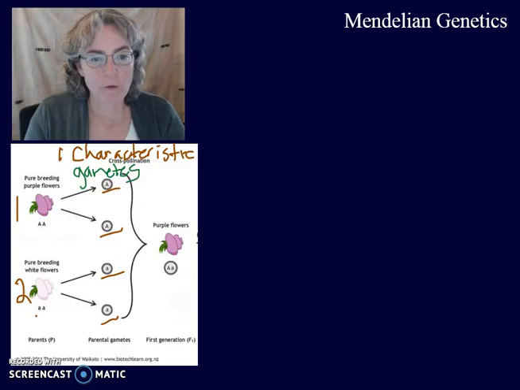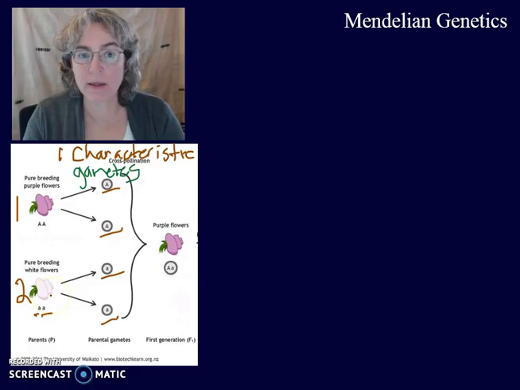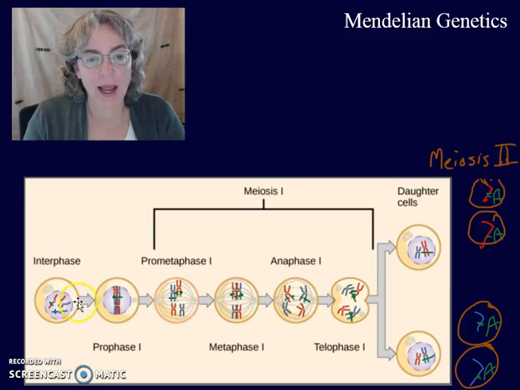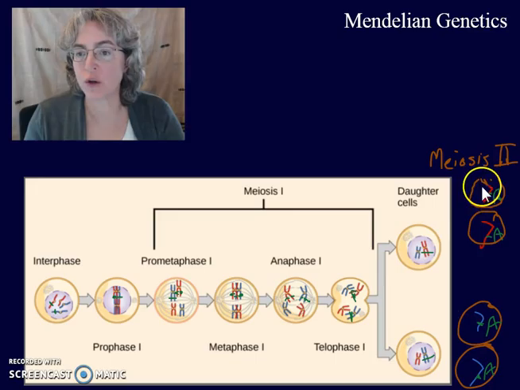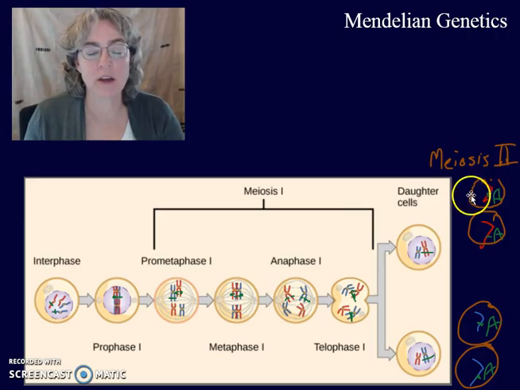For plant number two, which is true breeding white color, the phenotype is white flower. The genotype, the two alleles that it has in its genetic makeup, are both the recessive little a. So when we go to meiosis and the strands of DNA are placed into the gametes, they're all going to be little a. So all the possible gametes are little a.